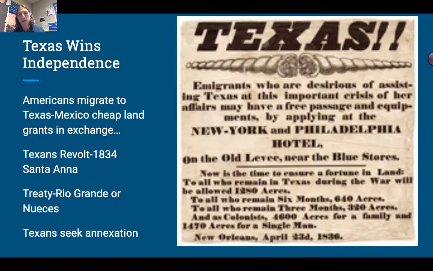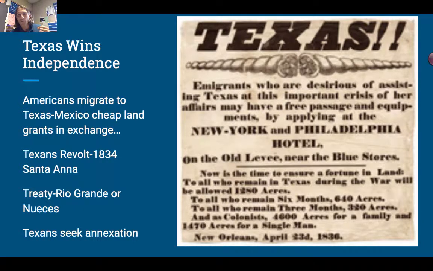When we look at where Texas fits in here, Texas or Mexico is having a hard time bringing settlers into the northern part of their territory. So this would be Texas, New Mexico, Arizona, the southern part of California, Colorado, Utah. It's pretty sparsely populated. So what they're going to do is offer cheap land grants to Americans in exchange for 3 simple things.